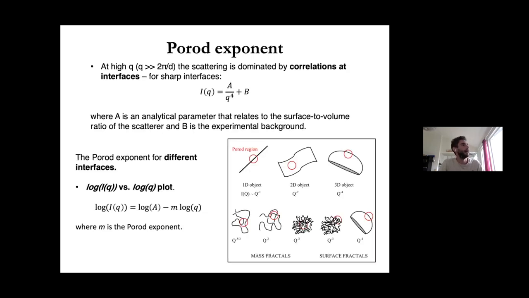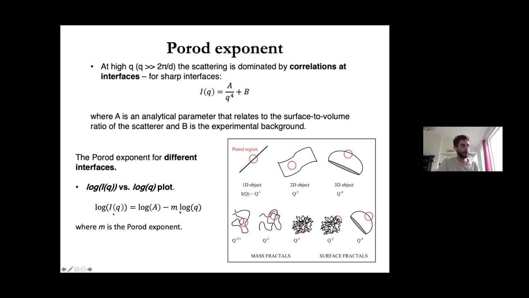So the next common approach is to use the Porod exponent. Porod, a very smart guy, realized that the signal at high Q arises from the interfacial scattering. And basically what he found out was that for well-defined interfaces, the scattering at high Q was always proportional to Q to the minus four. And this is Porod's law. So basically you can then take this idea and generalize it for different types of interfaces. And we have here some graphical explanation of this. If you apply a logarithm on both sides of the equation, you have that the logarithm of intensity is equal to the logarithm of this parameter that relates to the surface to volume ratio.